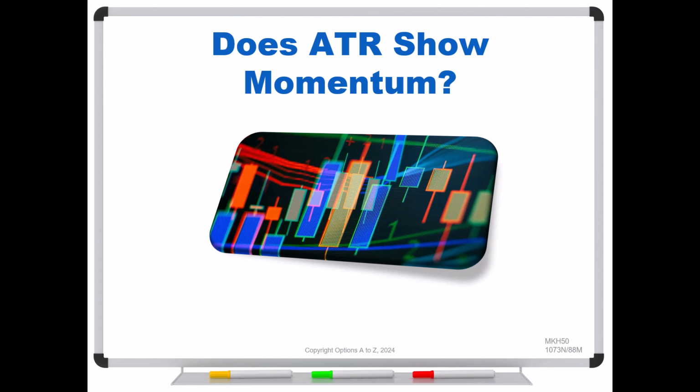Because if the average move is 5, we've only moved 2, kind of makes sense that we should jump in there with call options. Well, it's a good question, but does it make sense to do that? Well, to answer the question, we have to first find out what ATR is and how it's calculated, but we also have to understand a very simple mathematical calculation called absolute value. So let's go find out, does ATR show momentum?